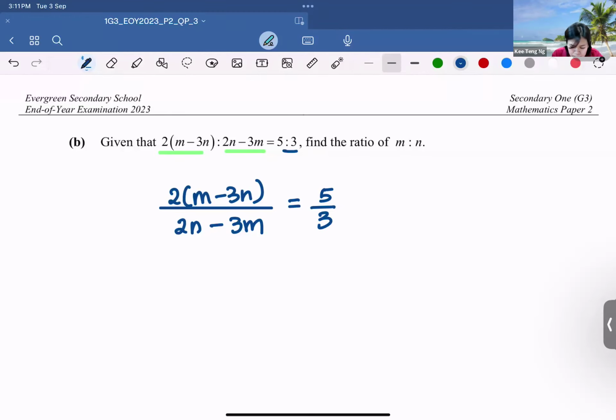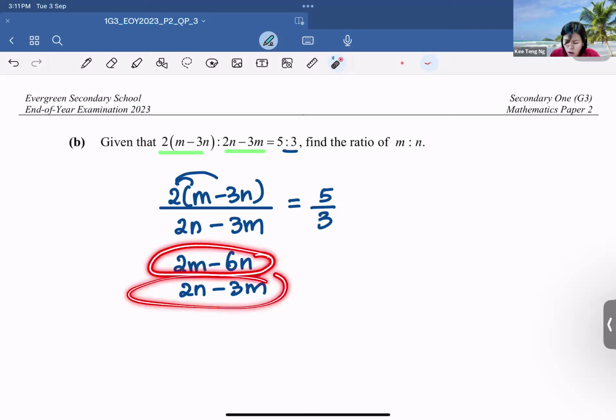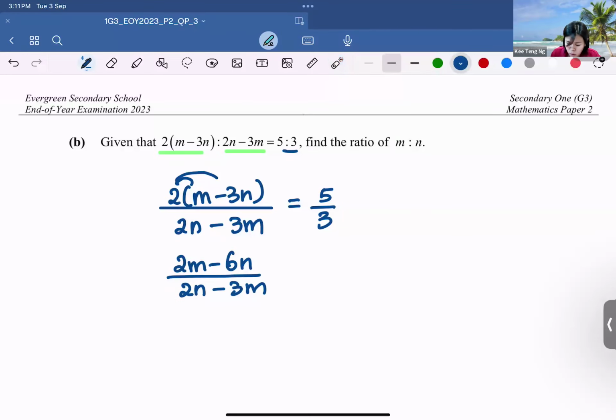Expand and simplify the whole expression and then work out the answer slowly. So this one will be 2n minus 6n over 2n minus 3n. Some students will be itchy-handed and start cancelling. No, we cannot cancel. You only cancel if there is a common factor. There's no common factor at all.